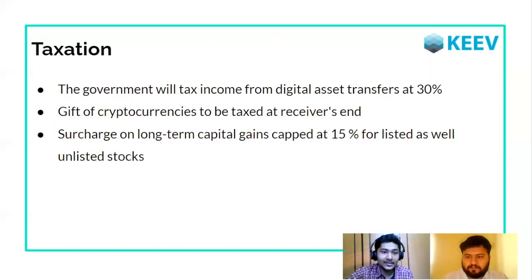Next, taxation. The government will tax income from digital asset transfers at 30%. सबसे मेन बात जो इस पे मीम्स बन रहा है, तो ये क्या आप क्लियर कर सकते हो थोड़ा?